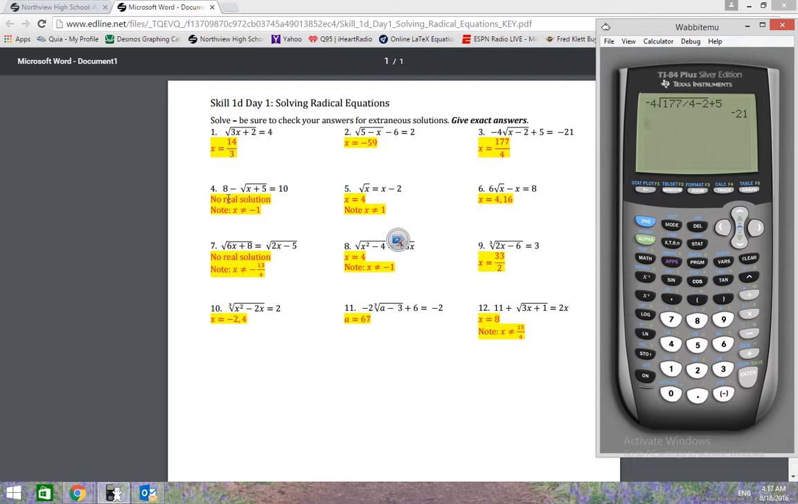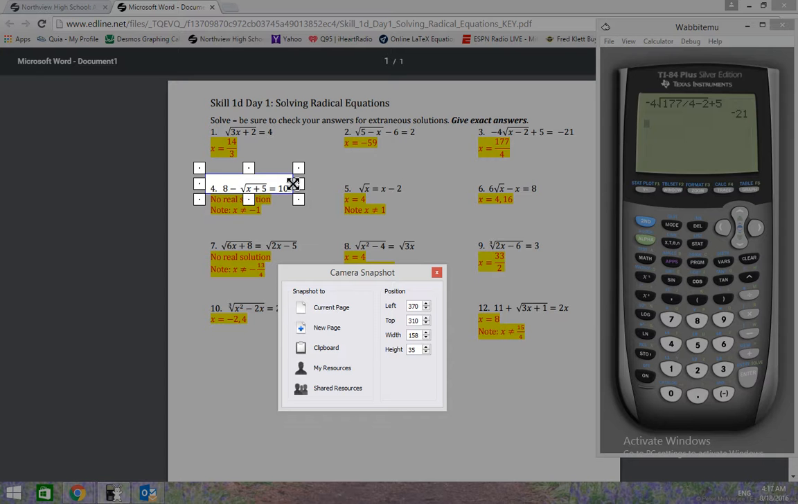I'm probably better off saying real solution. When we do get to complex numbers, we're not going to be looking at these radical equations while studying the complex numbers. We're just going to look at quadratic equations. All right.